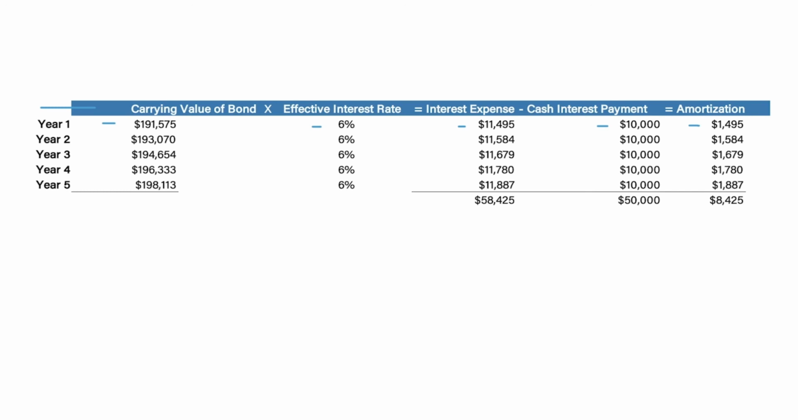So you can see that throughout the bond, the carrying value was increasing, and that's because we were amortizing the discount, so we were going closer and closer to $200,000. We can also see that the interest expense was higher than the cash interest payments because this is the total amortization of the discount. So next time you practice bonds, I would encourage you to fill out this entire table for the life of the bond.